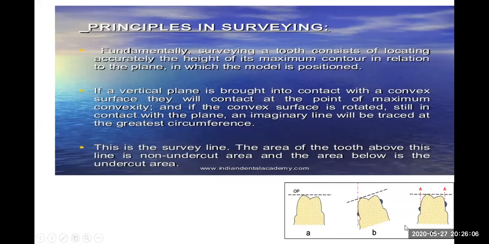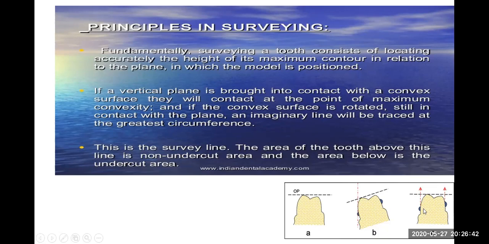Now, the point this is making to us is this: once you place a straight line or a straight object making contact, you can see my pointer making contact with the most bulbous aspect of this tooth, and in relation to the occlusal plane, then you will get the undercut area. The undercut area is every area below the survey line, and the survey line is usually drawn on the most bulbous aspect of a tooth.